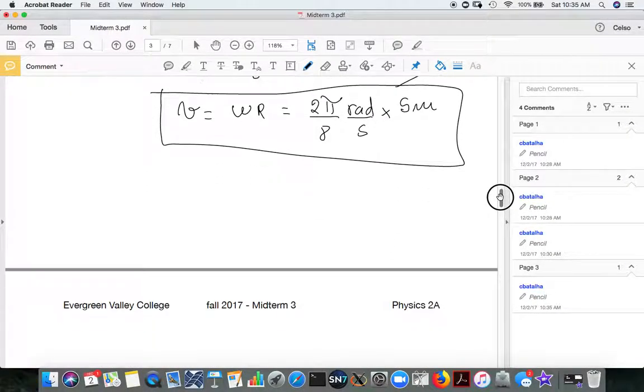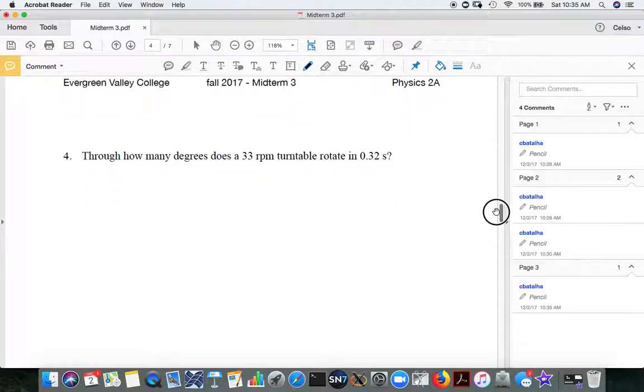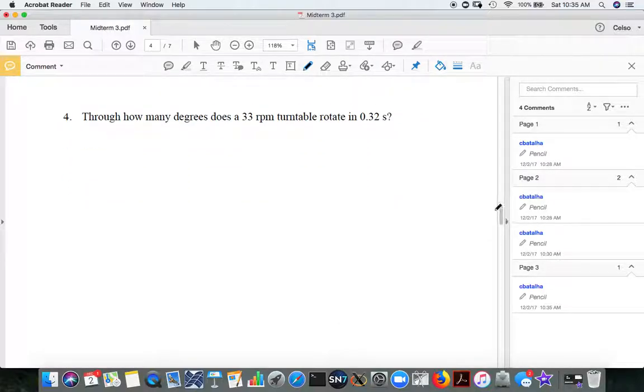I'm solving quickly just to give the solution, but you should try to do it slowly and with the steps. Next problem, one that most of you got right: through how many degrees does a 33 rotations per minute turntable rotate in 0.32 seconds?